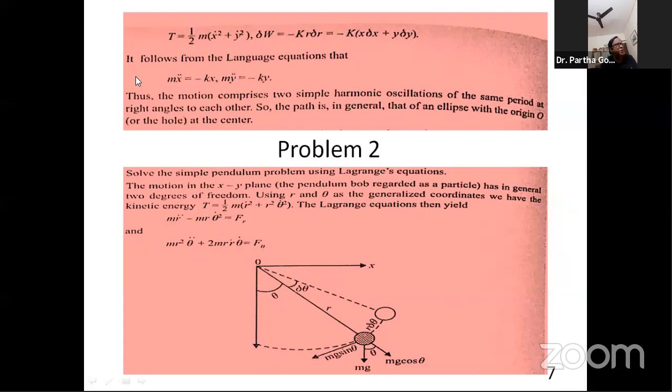Yes, sir, they are responding on YouTube as well as here. Okay, very good. Then we go to problem number 2 in the same slide: how to solve the simple pendulum problem by this Lagrangian approach. See, the Lagrangian approach requires how many steps? Let me recall, because if you are not very thorough with the basics, you will never be able to understand the nuances of higher physics.